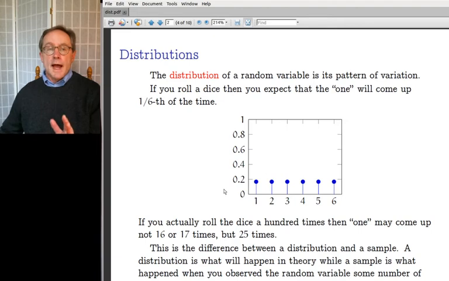If you actually roll a dice 100 times, then the 1 may come up not 16 or 17 times as you might expect, but it might come up 25 times, or it might come up 10 times. That is to say, there's a difference here between the distribution and the sample. It's kind of like the difference between climate and weather. Climate is what you expect, weather is what you get. Well, distribution is what you expect, a sample is what you get. The distribution is what will happen in theory, while a sample is what happens when you actually observe the random variable some number of times.